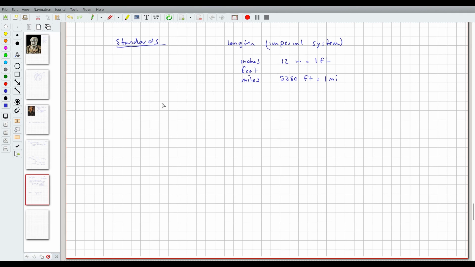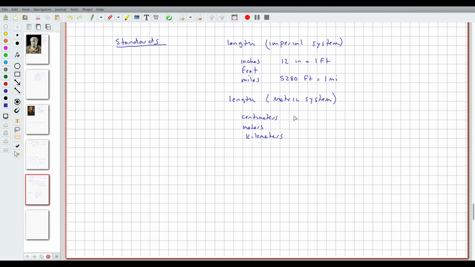Now, if you look at the metric system, so we'll look at length, in the metric system you have centimeters, meters, and kilometers. These are all equivalent here to this. They're not obviously the same lengths, but they're analogous to each other.